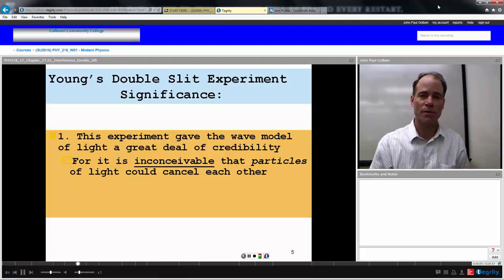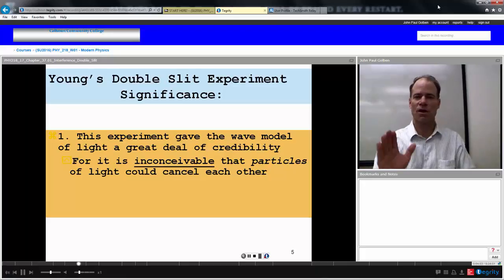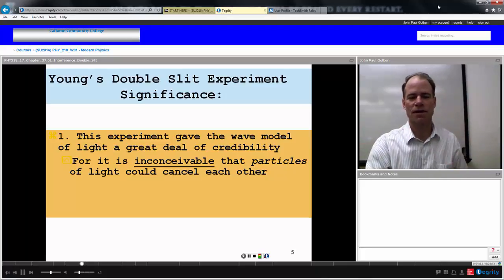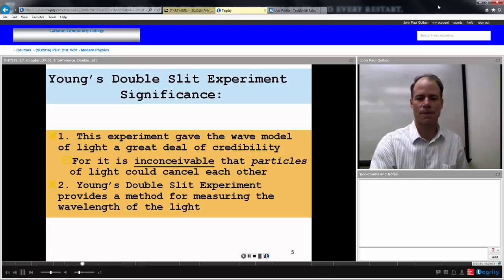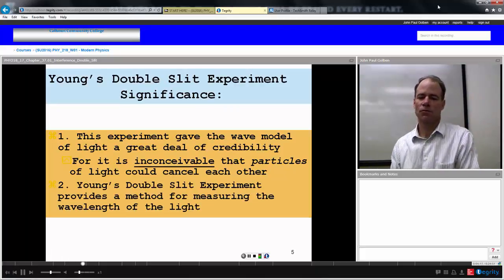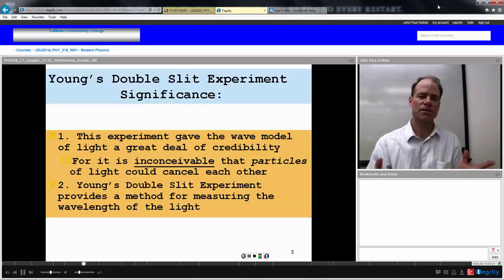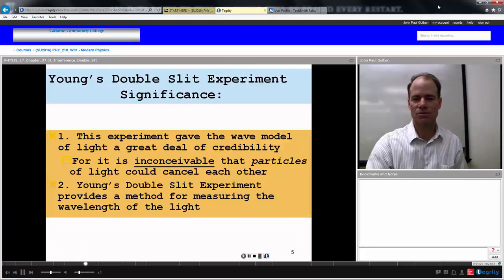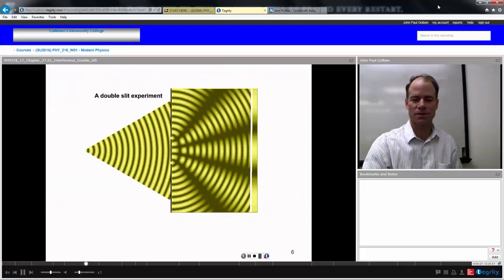But in the wave model, where you have crests and troughs, well, it's possible that a crest could interfere with a trough, giving you destructive interference and canceling each other out. So the wave allows that to happen. In Young's double slit experiment, we also can use this experiment to help us with a method of measuring the wavelength of the light. We'll see that in just a moment.